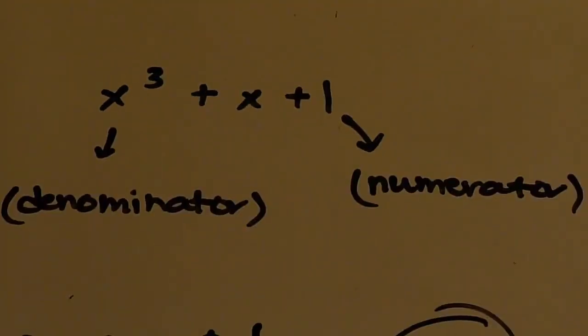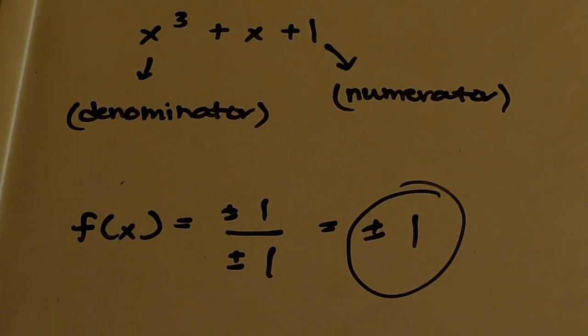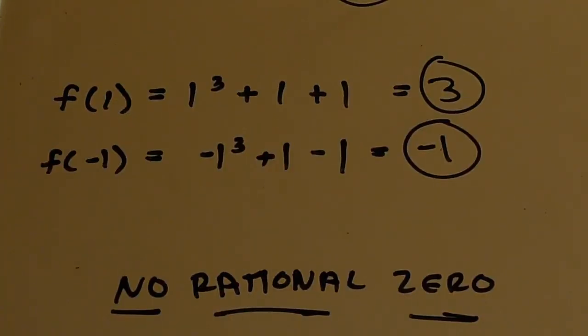Like I said before, you find the denominator from the leading coefficient, and then you'll find the numerator from the constant term. And then you put in the factors, and as you can see here, it will equal plus or minus 1. And then you plug in the plus or minus 1, and as you can see here, because both of them don't equal 0, that shows that there are no rational zeros in this specific example.